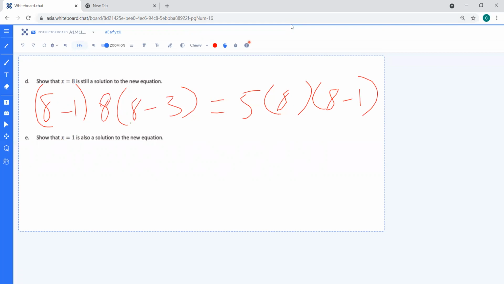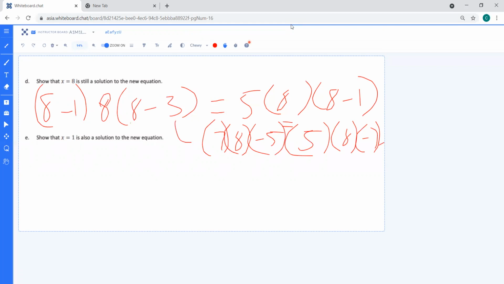So when we do that, this gives us 7 times 8 minus 5. And we have 5 equals 5 times 8 minus 7. Same thing. Both of those are the exact same thing. Well, if 8 was the same thing, 1's going to be the exact same thing. So I'm not going to work that out for you. Just plug in 1 every time you see an 8, and it will work out.